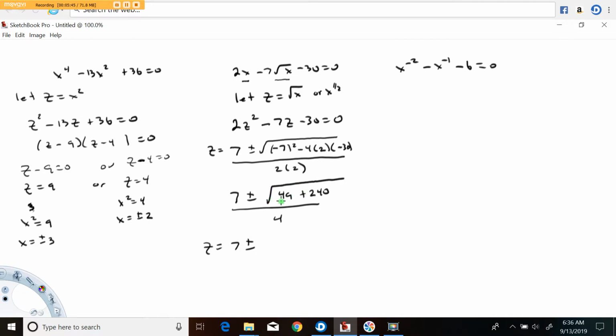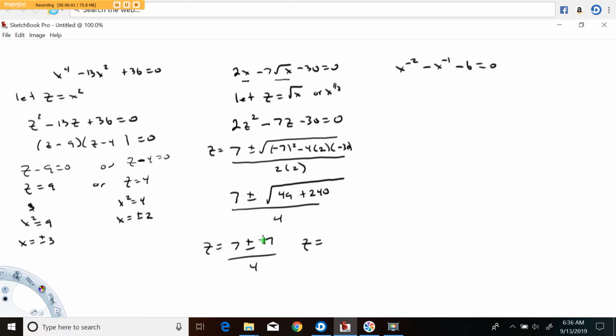If you take this thing and simplify it, we get 289 under here, and the square root is equal to 17. So we got 7 plus or minus 17 over 4. We're getting there on this one. So we have two solutions.